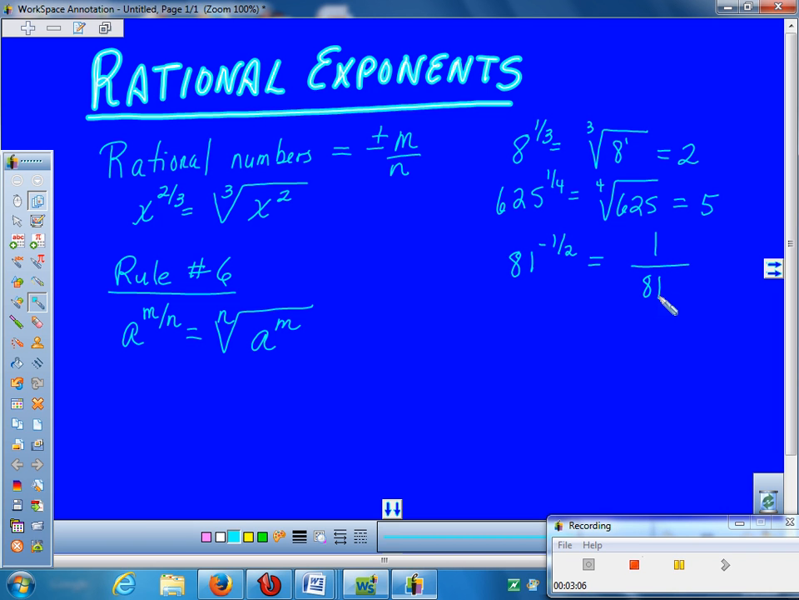What kind of root is a 1/2 power? This is the one you should probably know more than any other. If it was a 1/2 power, that means it's a square root of 81. You should recognize that anytime you see a 1/2 power, you should think, oh, that's just a square root. No big deal. 1/2s are square roots. So what's my actual answer?